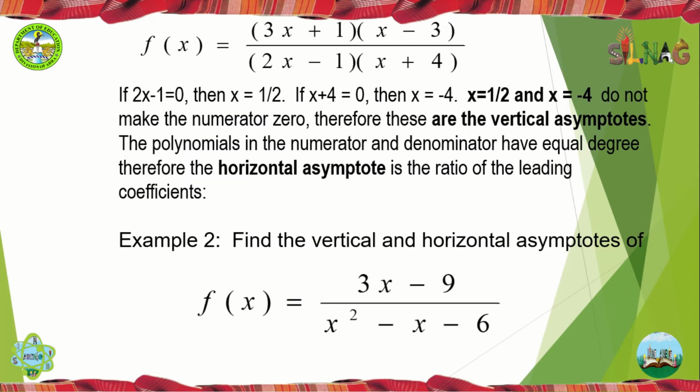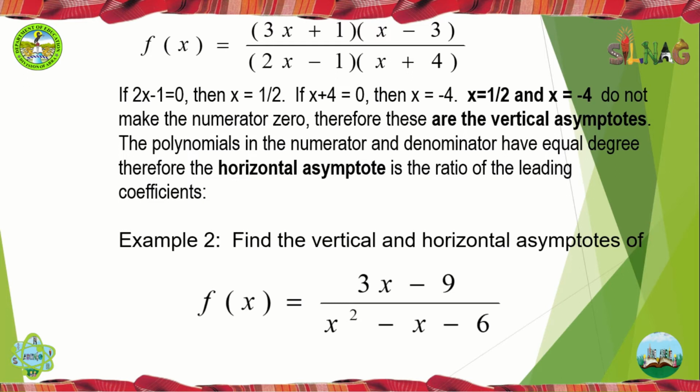The polynomials in the numerator and the denominator have equal degree. Therefore, the horizontal asymptote is the ratio of the leading coefficients. Then we have example 2.